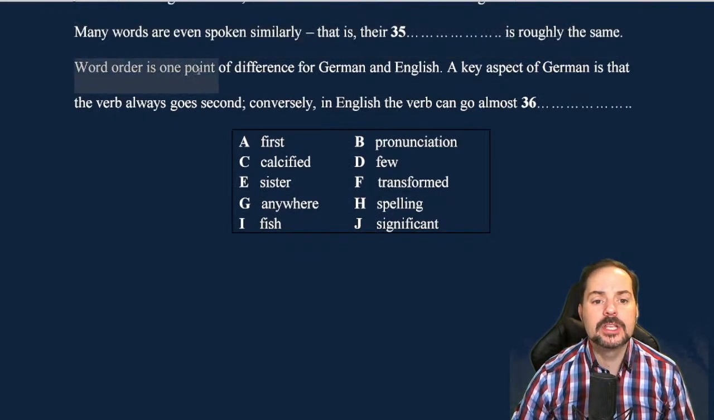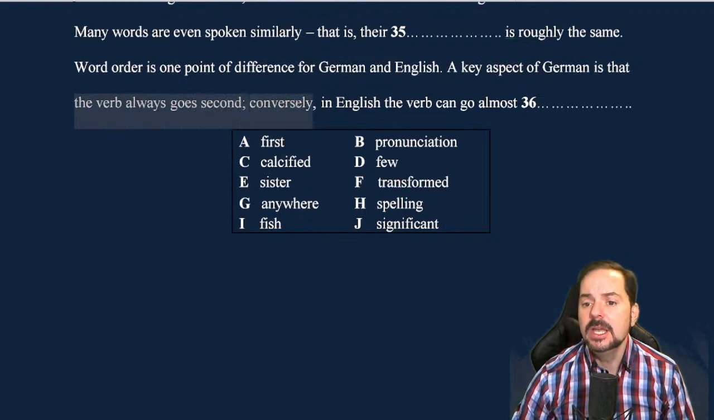Word order is one point of difference for German and English. A key aspect of German is that the verb always goes second. Conversely, in English, the verb can go almost something.